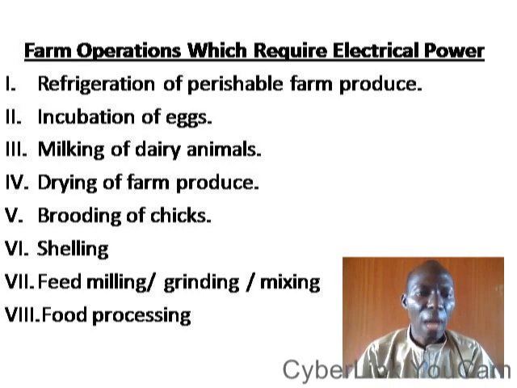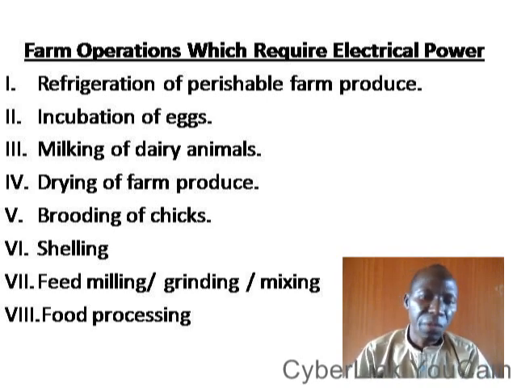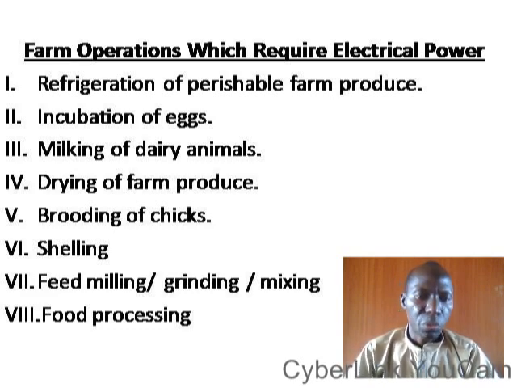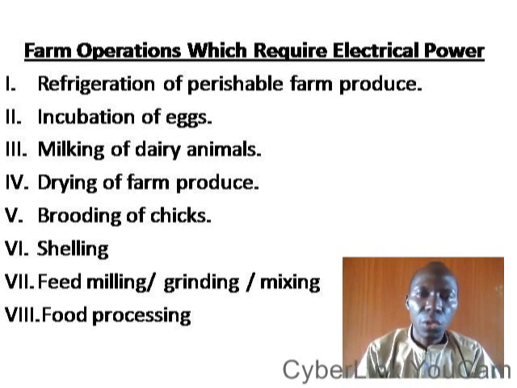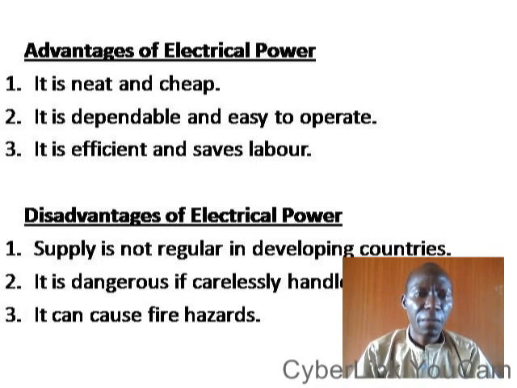We also have feed milling machines, grinding machines, and also feed mixing machines. They all make use of electricity. They make use of electrical power. We also have food processing. Like I said before, there is a machine that has been produced that can peel cassava. This machine makes use of electrical power. Let us now look at the advantages of electrical power.